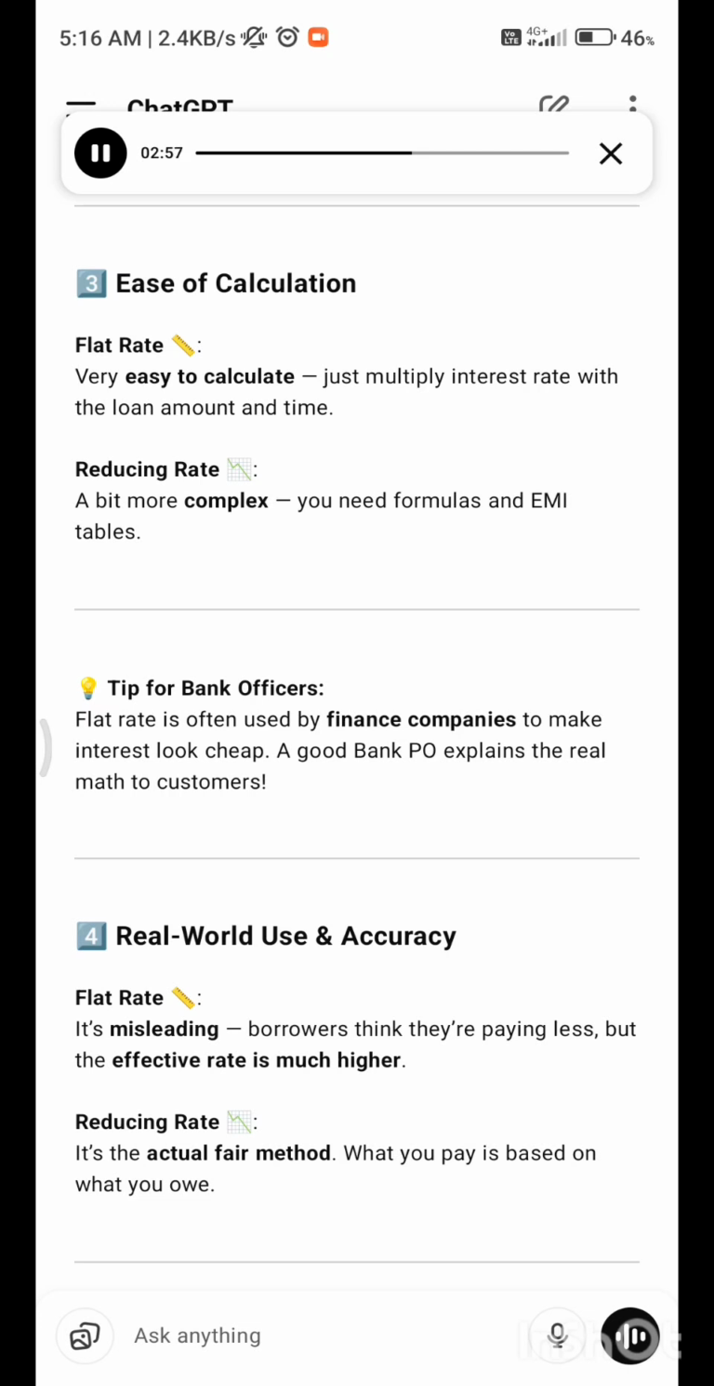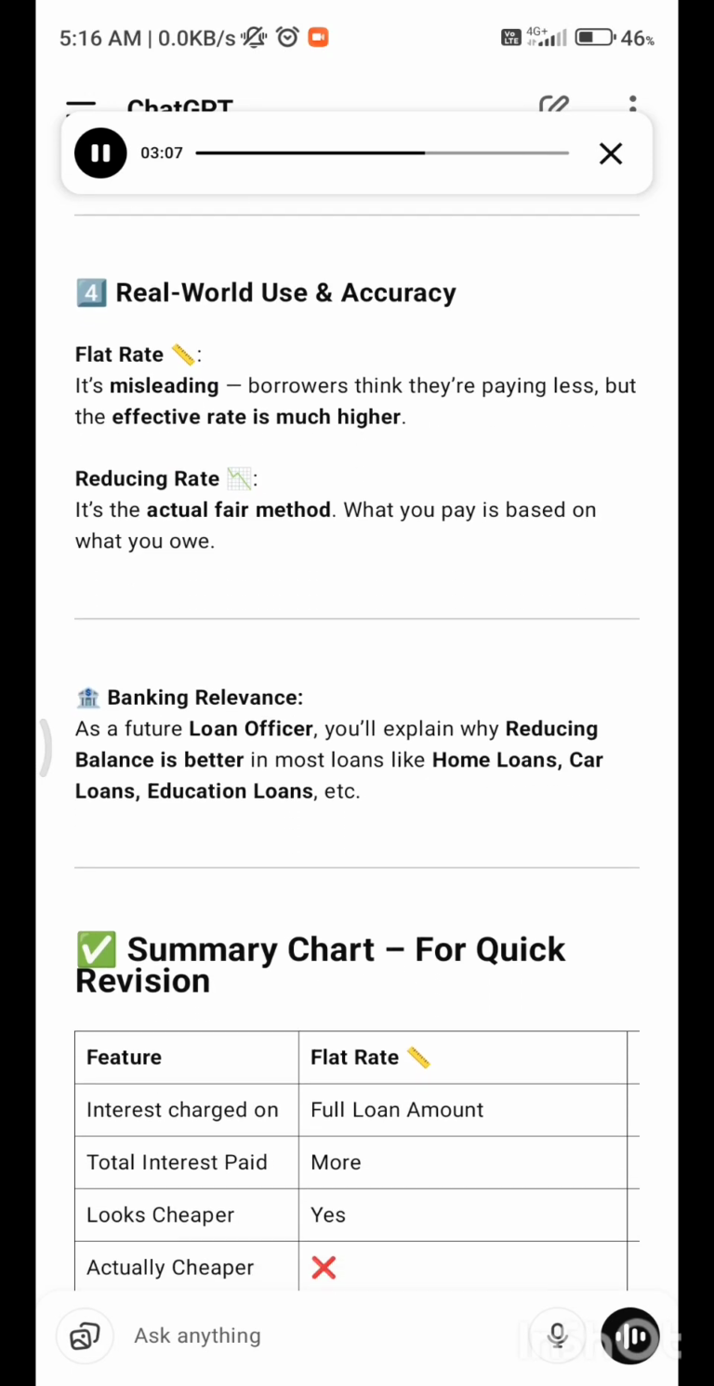Tip for bank officers: flat rate is often used by finance companies to make interest look cheap. A good bank PO explains the real math to customers. For real-world use and accuracy, flat rate. It's misleading. Borrowers think they're paying less, but the effective rate is much higher.